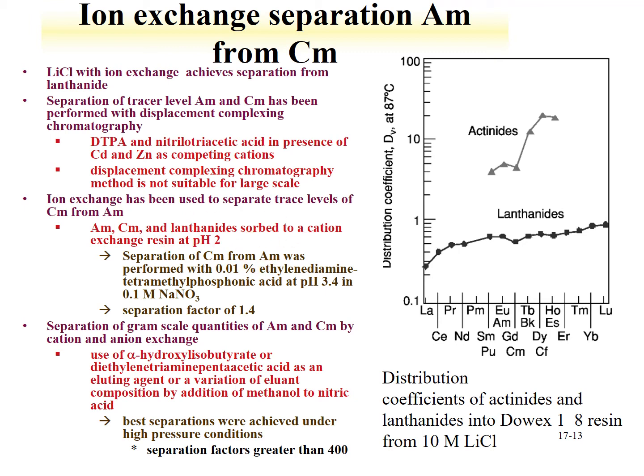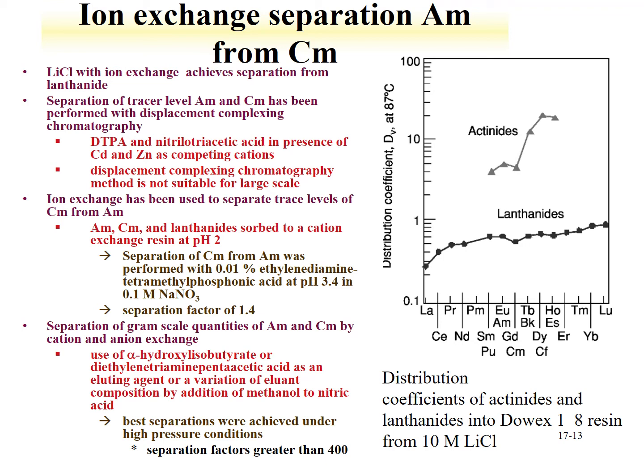Another route for separating americium, curium, and lanthanides is to sorb the material to a cation exchange resin at pH 2. And separation of curium from americium was achieved by using a relatively weak phosphonic acid solution, this ethylene diamine tetramethylphosphonic acid, at pH 3.4 in 0.1 molar sodium nitrate. And you achieved a separation factor of 1.4. Not a particularly high separation factor, but one that could be used to achieve a separation if enough effort is put into the system.